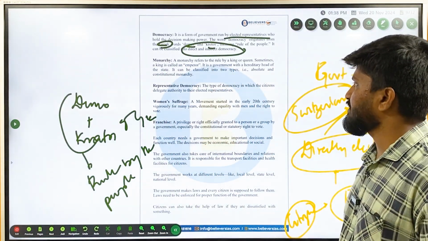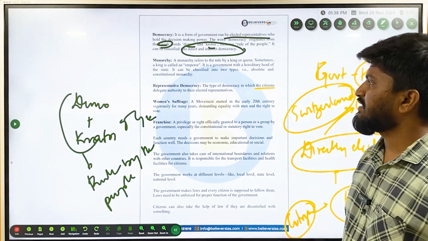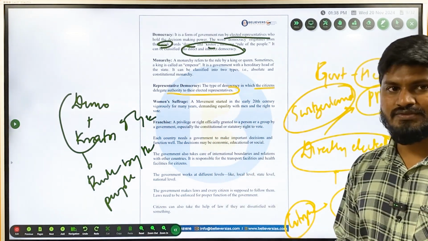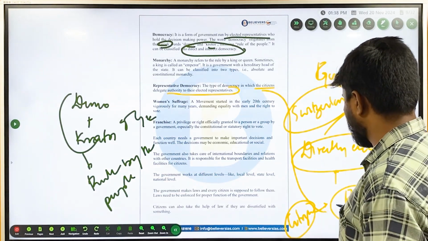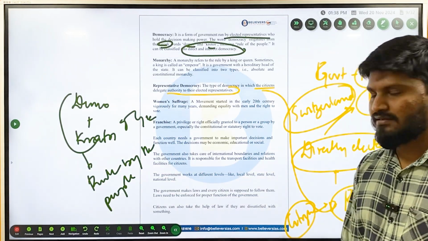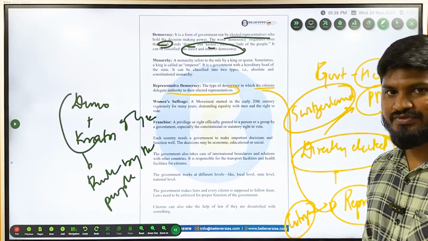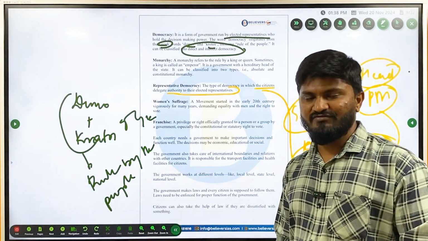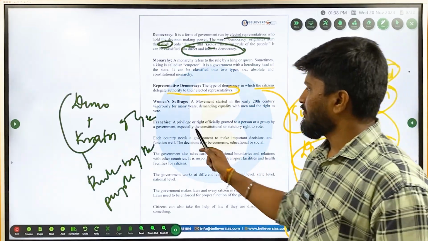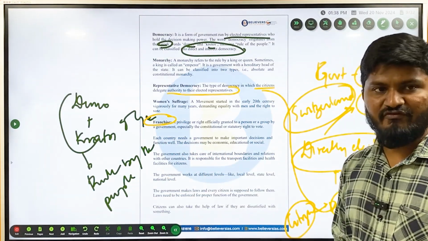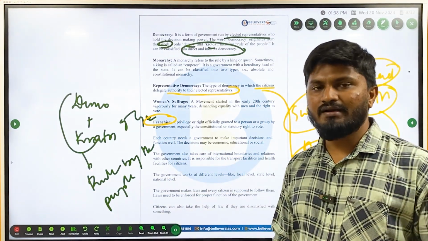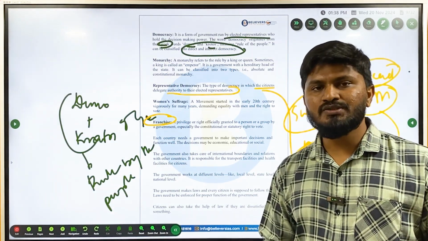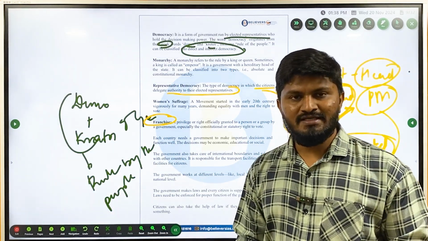A representative democracy is a type of democracy in which citizens delegate authority to their elected representatives, which is present in India. As I told you, they first elect or delegate a representative. This representative goes and chooses the final head of the state. And what is franchise? Franchise is a privilege or right which is given to individuals. The right to vote given to individuals is called franchise.